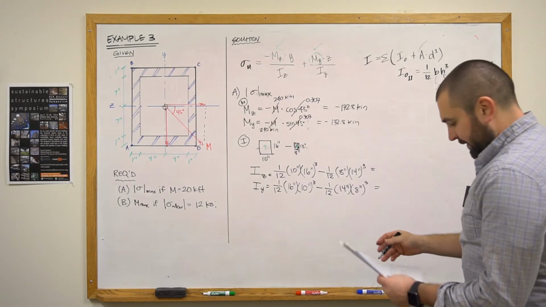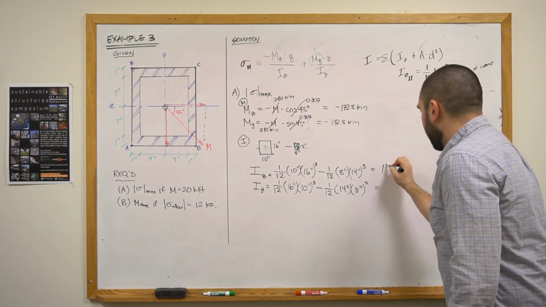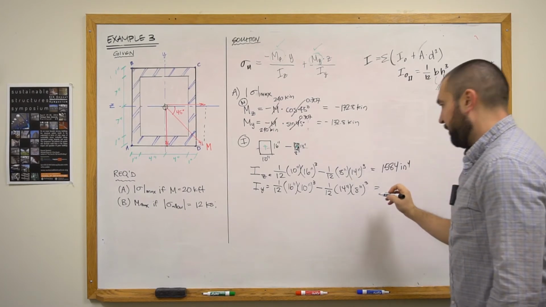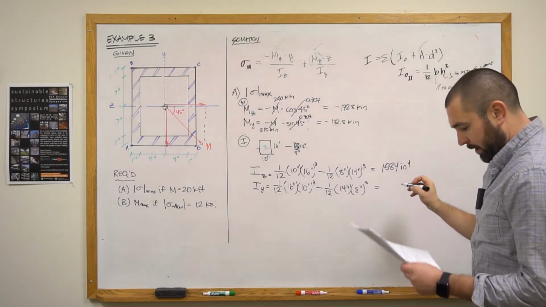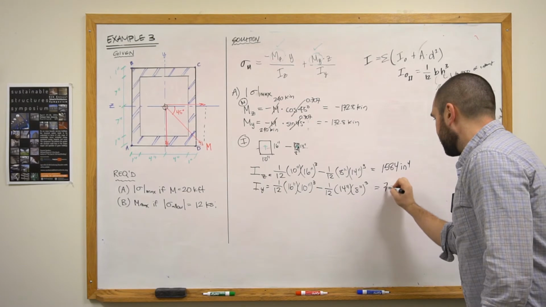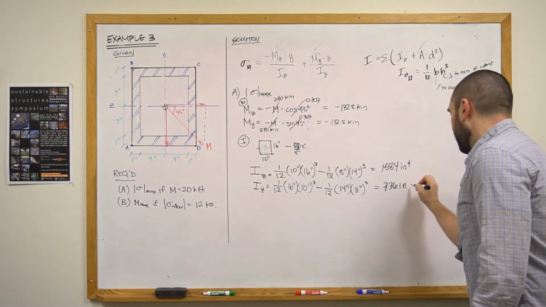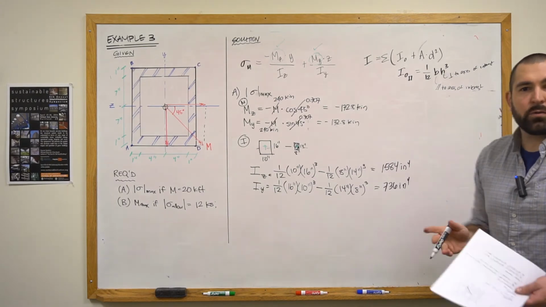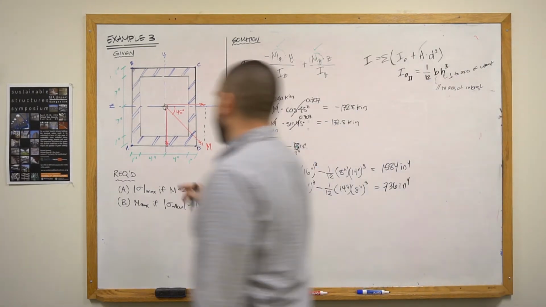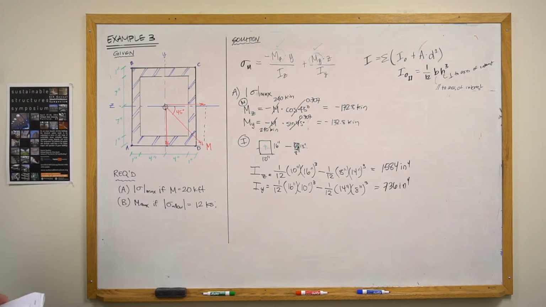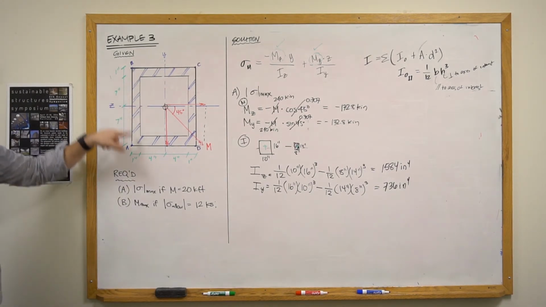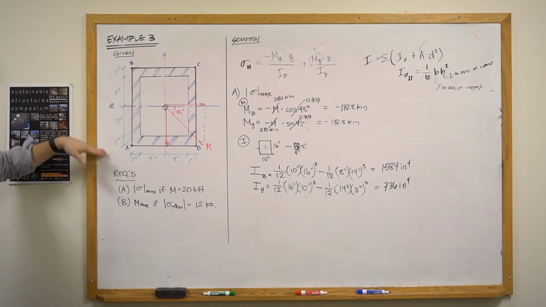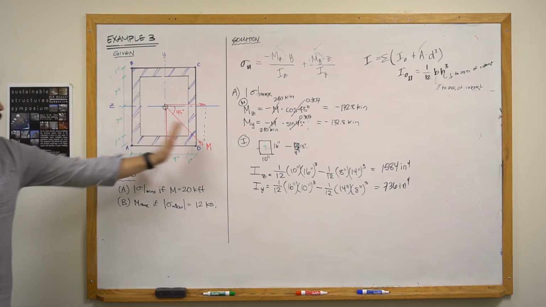Okay, so for Iz, I get 1,584 inches to the fourth. For Iy, I get 736 inches to the fourth. And again, just to see if that is reasonable, looking at this cross section, all of the walls are the same thickness. They're all 1 inch thick, and this is taller than it is wide.